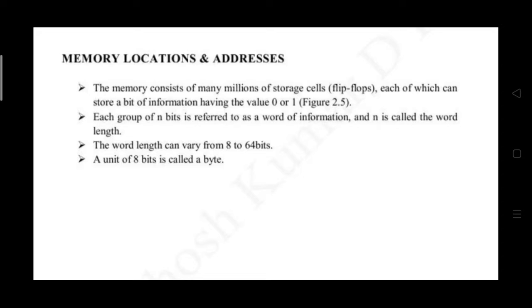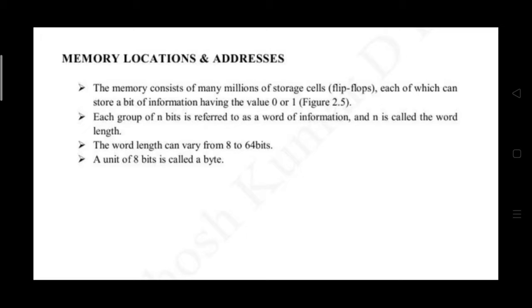So the memory consists of many millions of storage cells, each of which can store a bit of information. One bit of information, bit in the sense of a binary value, can be either 0 or 1, right? Each group of n bits is referred to as a word of information. Before the word, we need to consider the byte. A set of 8 bits will give you 1 byte.